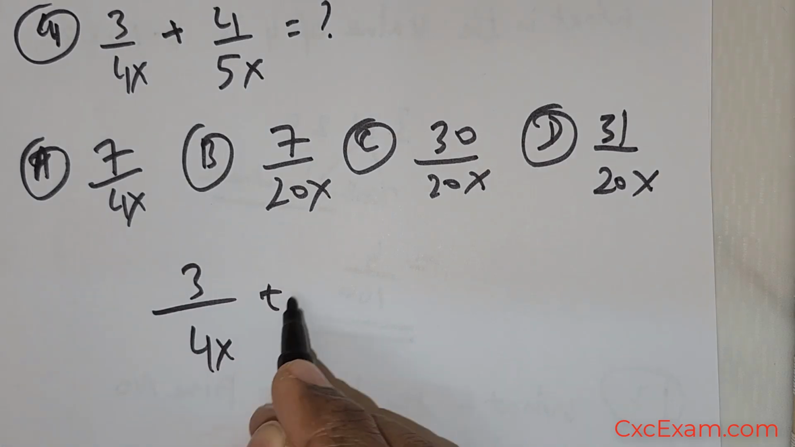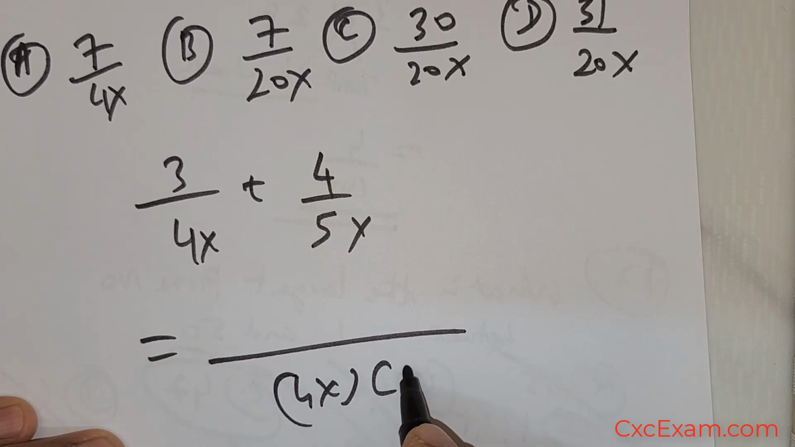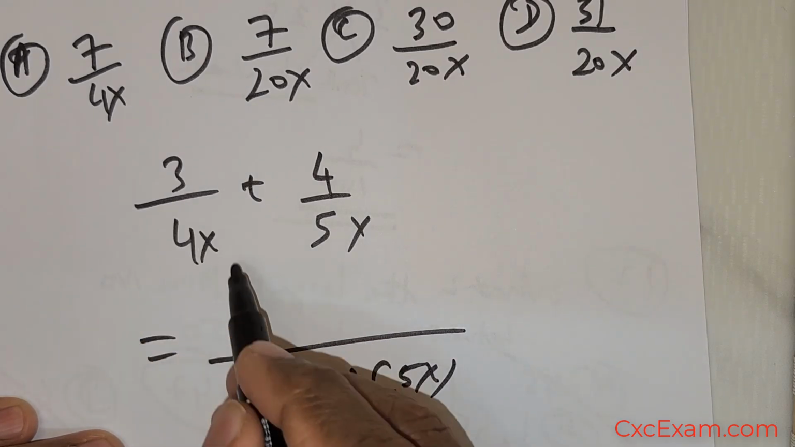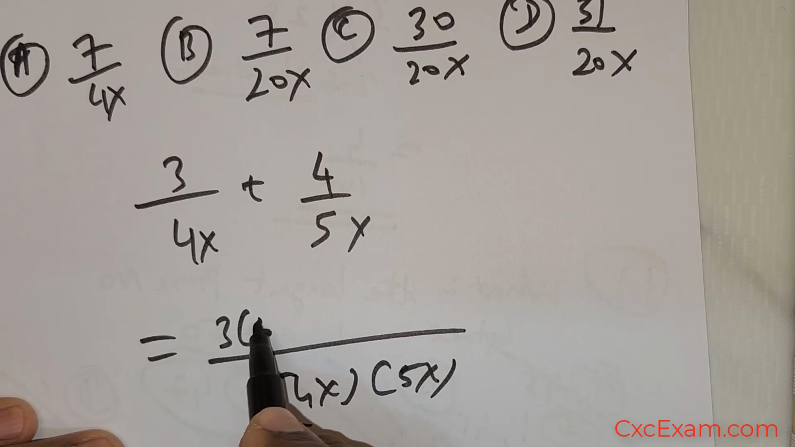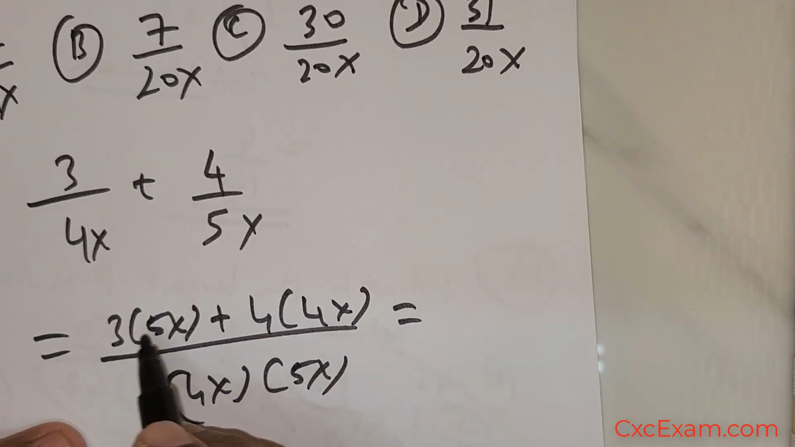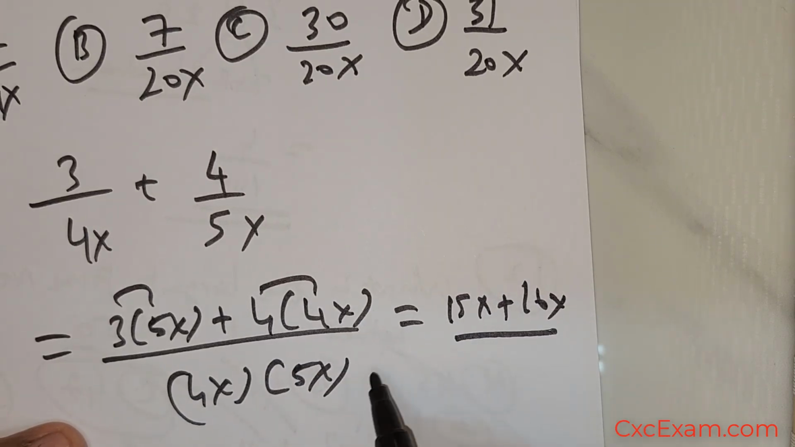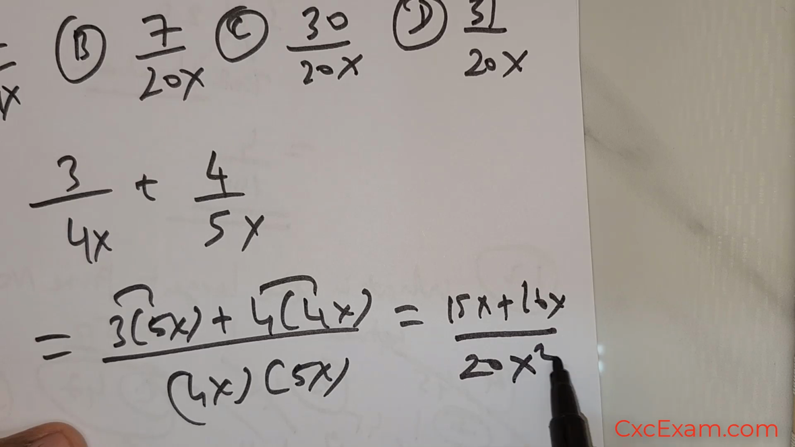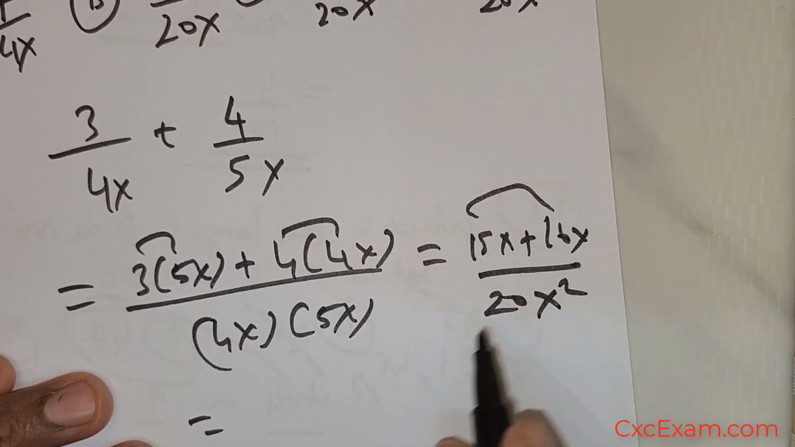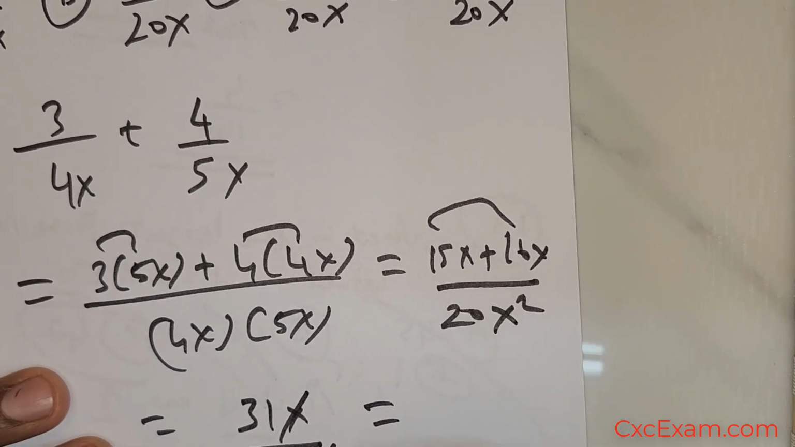Now we have to solve this: 3 over 4x plus 4 over 5x. So if the LCM is 20x, I would get 3 times 5 over here, 4 times 4 over here. So this is equal to 3 into 5, 15, and this is 16 divided by 4 5s are 20 times x squared. So you add these two things, that is going to be 31x divided by 20x squared. X gets cancelled, giving you 31 over 20x.